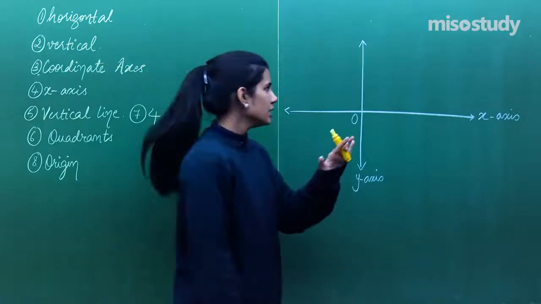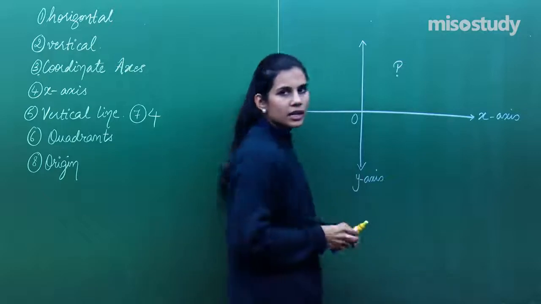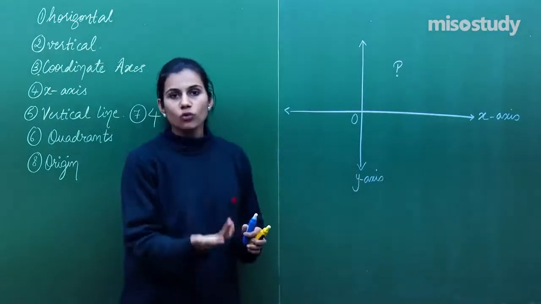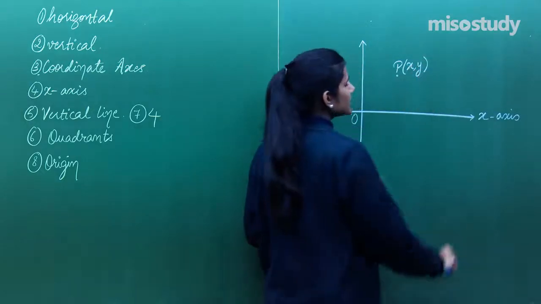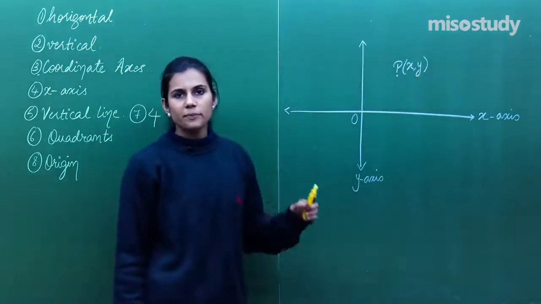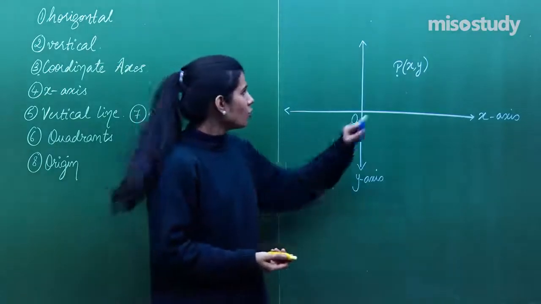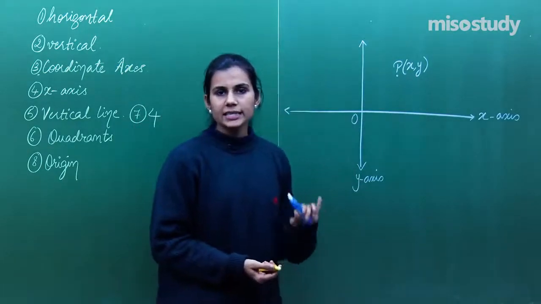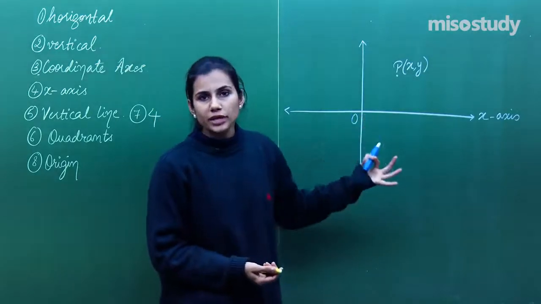This we know. Now suppose this is my point, say P. How to determine its coordinates? That means what is x and what is y, such that (x, y) is the coordinate representation of point P. How to get x and how to get y? X is the x coordinate of point P. How do you get it? Y is the y coordinate of point P. How do you get it?